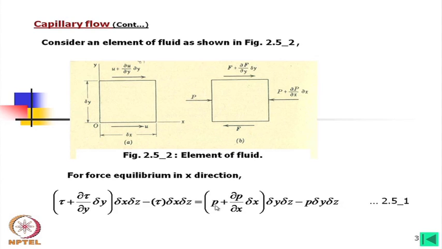Here this will be p plus del p by del x into del x. Consider this is a small p, not the capital P, into del y into del z, minus p into del y into del z. Okay. So, this will be the equilibrium. We are considering this force minus this force is equal to this minus this force. So, this is for the equilibrium of this element.